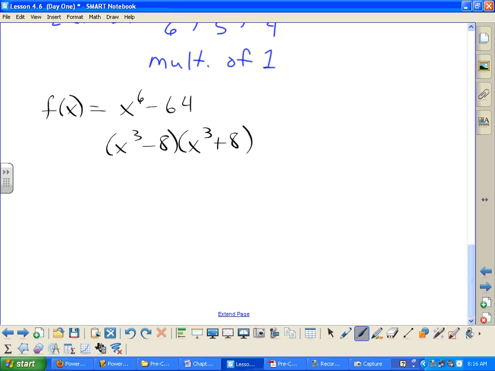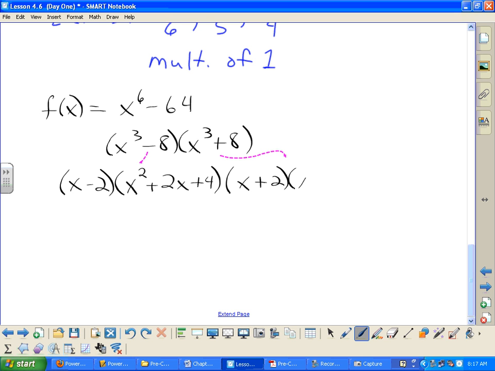Well, now then I have the difference of two cubes, x cubed minus 8, and the sum of two cubes, x cubed plus 8. So we can factor both of them. So we have x minus 2 times x squared plus 2x plus 4. And that is what I get when we factor this one. And when we factor this one, we end up with x plus 2 times x squared minus 2x plus 4.